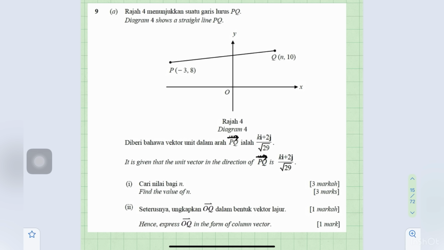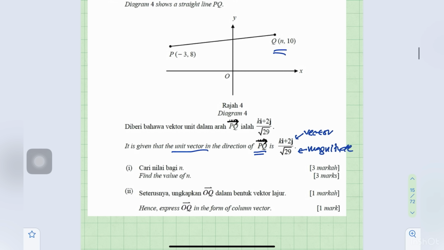9A. Diagram 4 shows a straight line PQ. It is given that the unit vector in the direction of vector PQ is (ki plus 2j) over root 29. The first one, find the value of n. From the question, they give the unit vector. We must know that this is the vector over the magnitude.